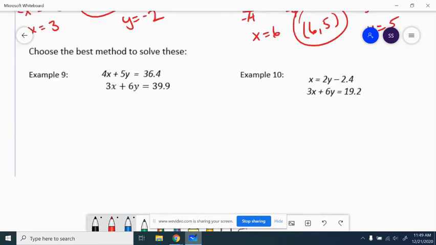Okay, last two examples we have here today. Choose the best method to solve these. Why don't you guys pause the video and try these two examples, and then I'll go through it here in a second.